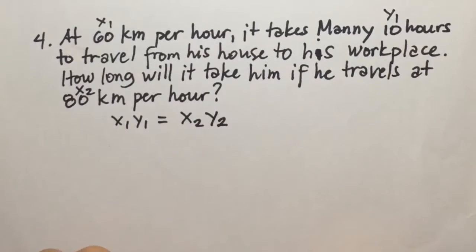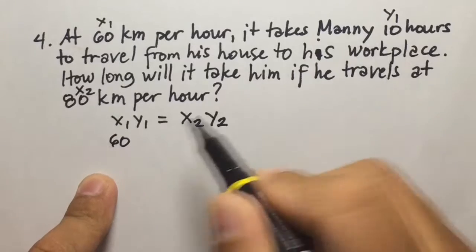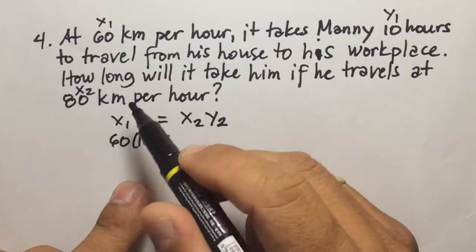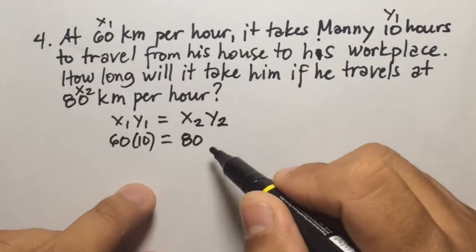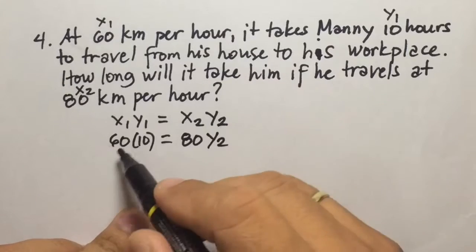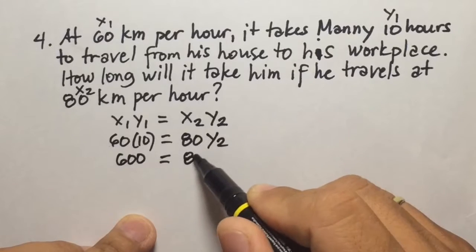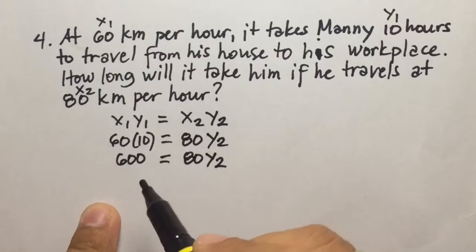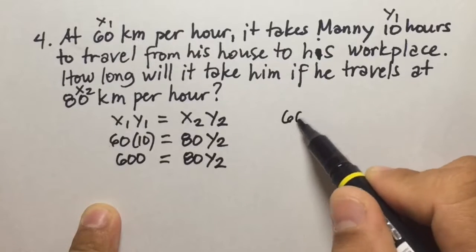Then substituting the values here, we have x sub 1 as 60, y sub 1 is 10, so 60 times 10 equals x sub 2, 80, times y sub 2, which is our unknown here. Then 60 times 10 is 600. Then this is equal to 80 y sub 2. Then dividing both sides by 80, we're going to have 600 divided by 80.